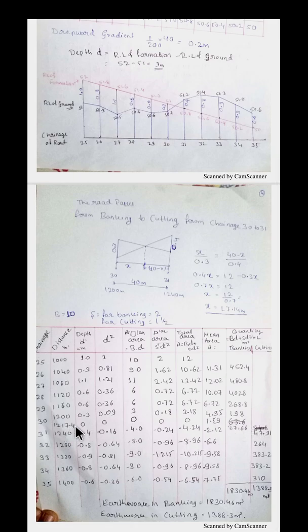At 1217.14 the depth is 0. At 1240, that is at 31 chainage, the depth is 0.4 in the cutting portion, so it is minus 0.4. Likewise again I have written minus 0.8, minus 0.9, minus 0.8, minus 0.6.